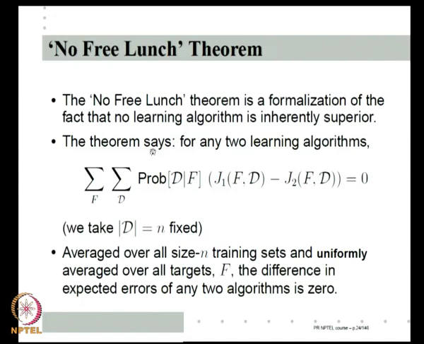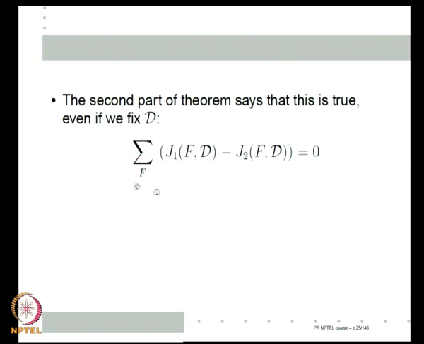As a matter of fact, the second part says that it has nothing to do with the training data set per se. I can even keep D fixed if I want. For a particular training data set, uniformly averaged over all possible target functions, meaning all possible pattern recognition problems, the difference in the expected error of any two algorithms is 0.